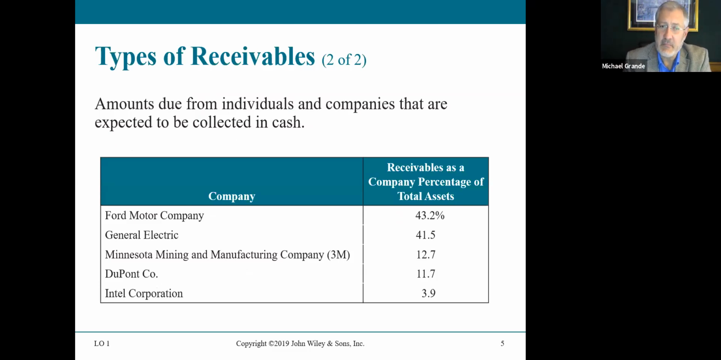So here are some significant companies that you may be aware of. Looking at the percentage of receivables as compared to total assets, you can see a company like Ford Motor Company has 43% of their assets representing some type of receivable. So receivables are a material, significant item on a company's balance sheet.